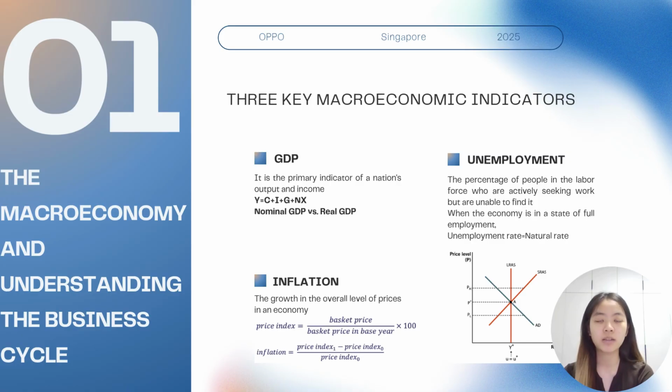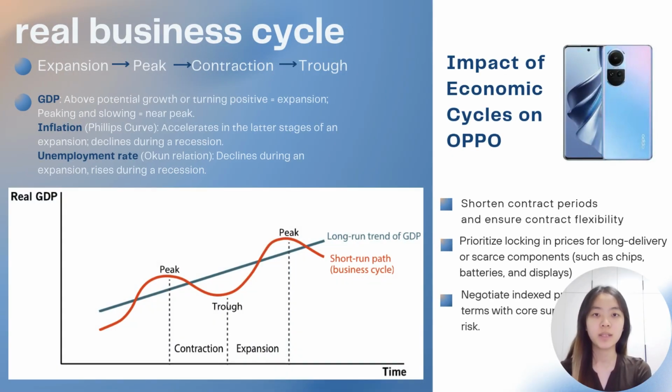Next, let's talk about unemployment. It is the percentage of people in the labor force who are looking for a job but can't find a job. When the economy is at full employment, the unemployment rate equals the natural rate. As you can see in this chart, AD, SRAS, and LRAS meet at this point. Together, this explains the real business cycle, which has four stages: expansion, peak, contraction, and trough.